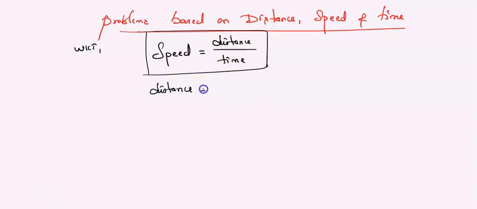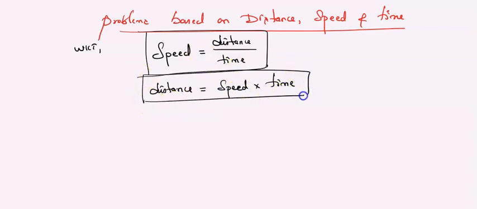In case they ask you to find the distance, what should we do? Let the distance be as it is. This time we have to cross multiply. So it becomes speed into time. This is the formula which we have to use to solve the problem based on distance.